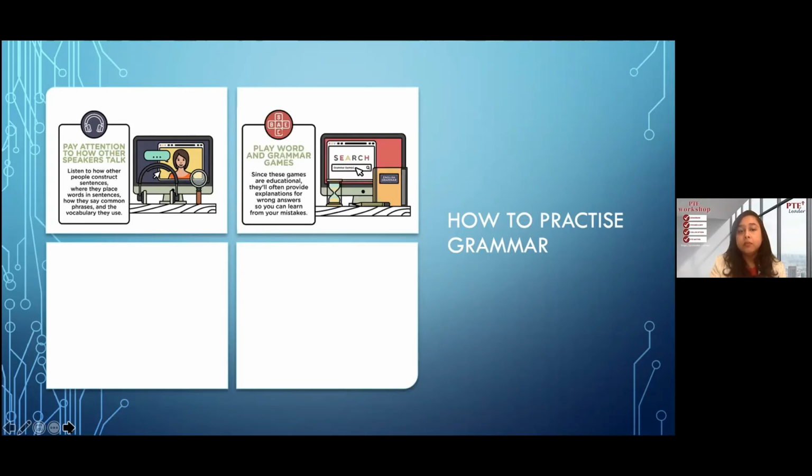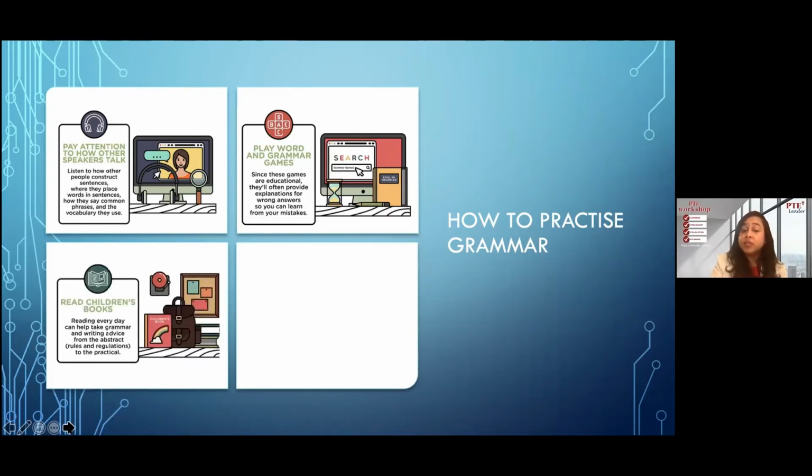Play word and grammar games. Obviously, this is going to help. So when you go online and you search for word games or grammar games, you'll find lots of websites where you can test your knowledge and you can learn more from your mistakes. And after, if you make a mistake, they will also show you an explanation of why something is right and why you made a mistake, why something is wrong. So you will not only learn what is the right way, you will also learn why you made a mistake. So you will have some backup explanation for that.